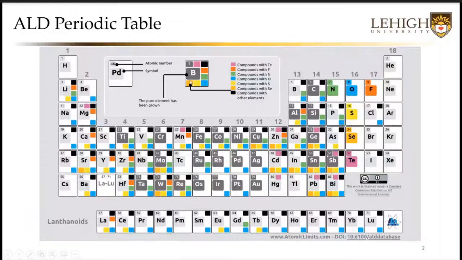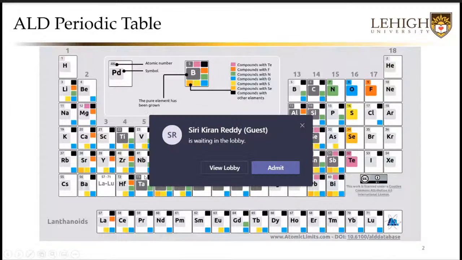When it is pure gray, it's just that the pure element has been grown, but when it's coded with different colors, different varieties of these materials have been grown. For example, the different colors represent oxides, fluorides, nitrides, and chalcogenides in addition to the pure elements. Now you can see that all these materials have been grown by using atomic layer deposition from the start of its discovery till now. We'll see why this is so versatile and how this has been developed.